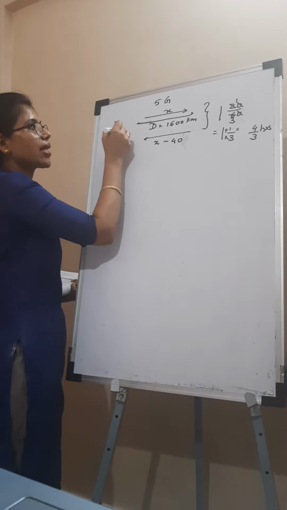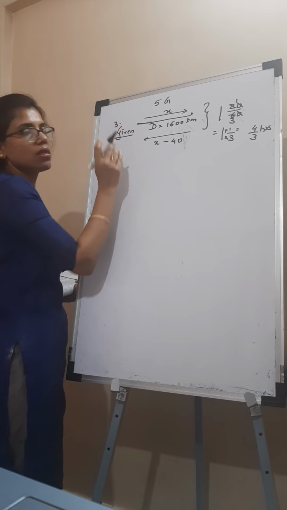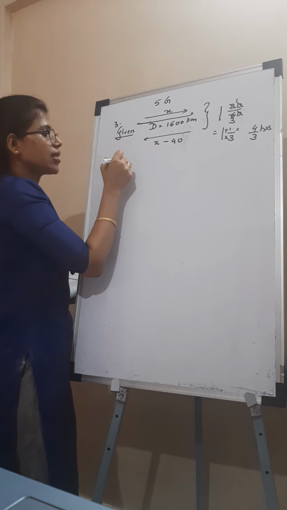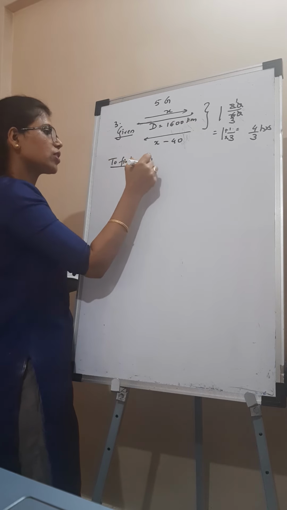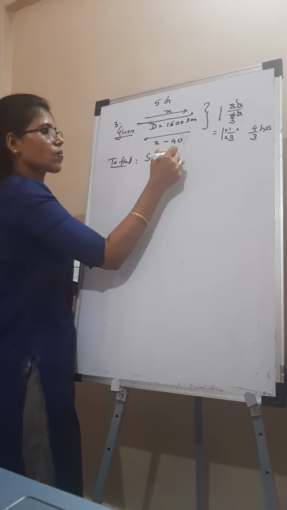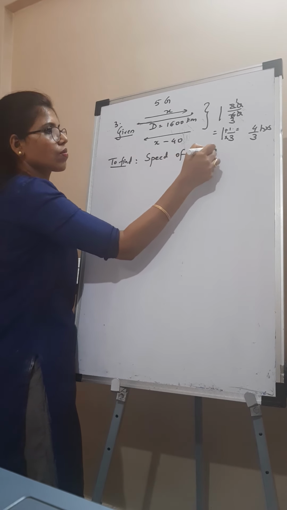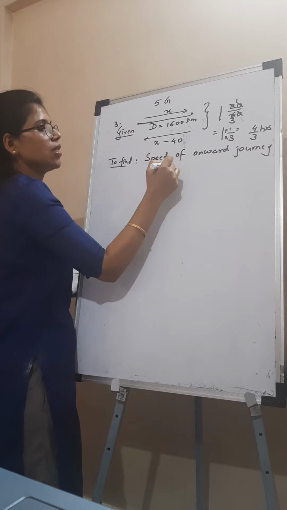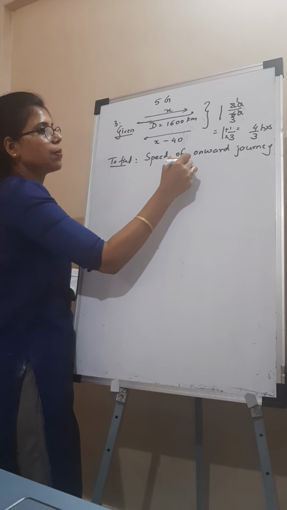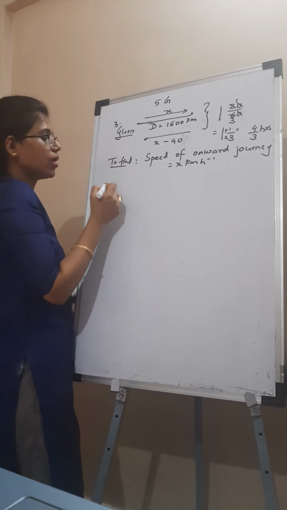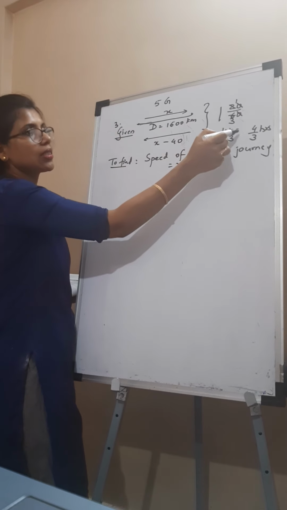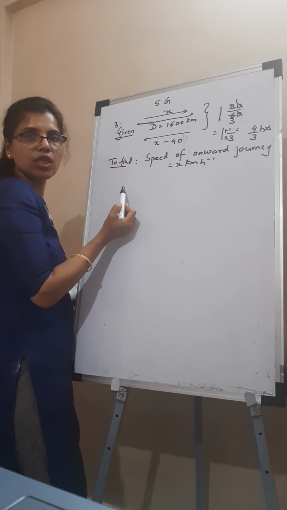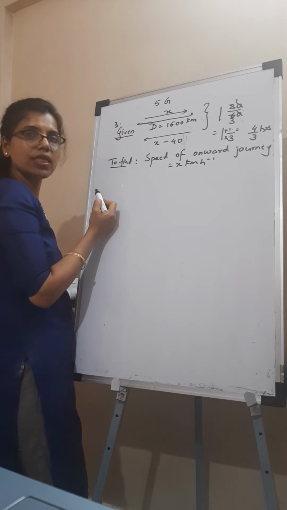Okay, now this is the diagrammatic representation of whatever is told in the question. Now you have to find the speed of the onward journey, which we have considered x kilometer per hour. Now we write time taken because this is given with respect to time.